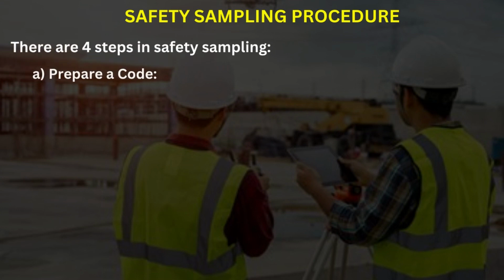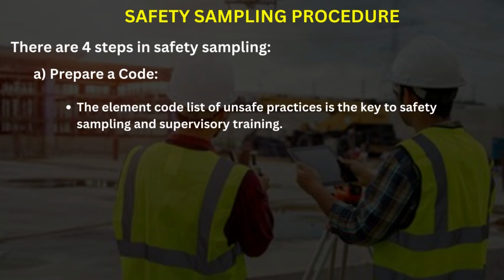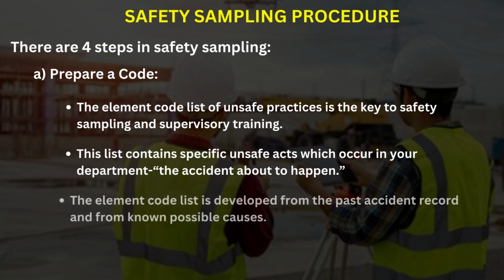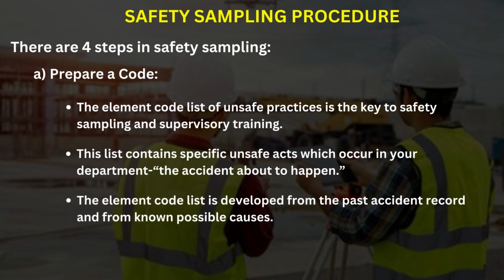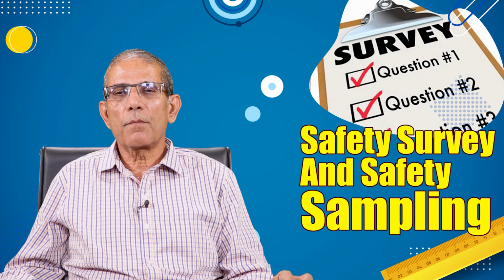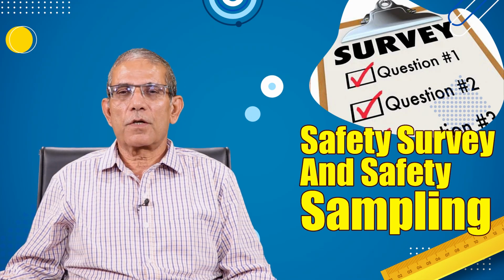Step 1 is to prepare a code. The element code list of unsafe practices is the key to safety sampling and supervisory training. This list contains specific unsafe acts which occur in your department, the accident about to happen, or we can say near miss accident. The element code list is developed from the past accident record and from known possible causes. The code is then placed on the observation form, refer to the safety sampling form, which we will discuss later.